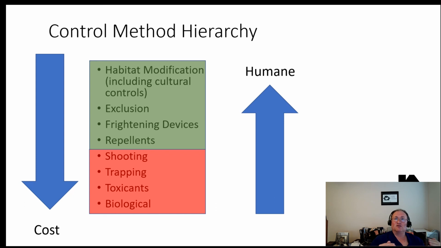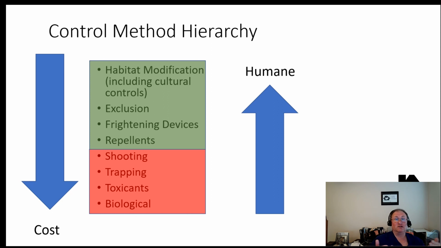So as a rule, as you go down the list, the price gets less. As you go up the list, the cost gets more. I hope that you will find this structure, this way of organizing your control methods helpful, because you need to be able to explain to your client what methods can possibly work and what methods can't.